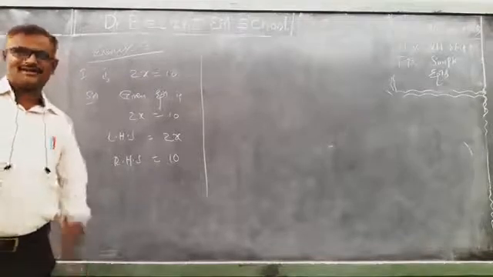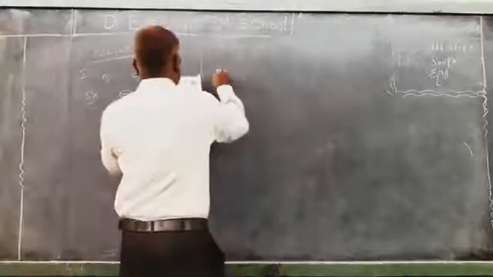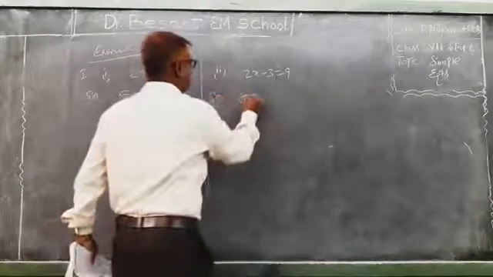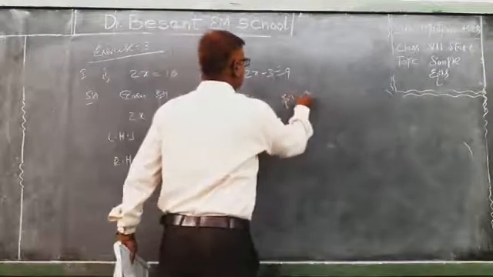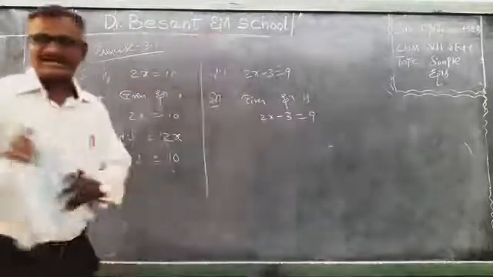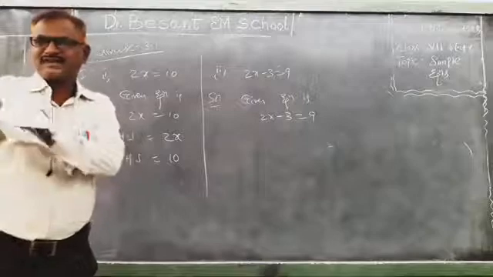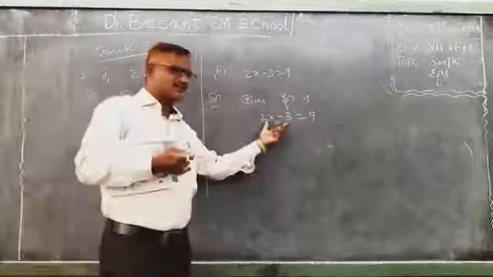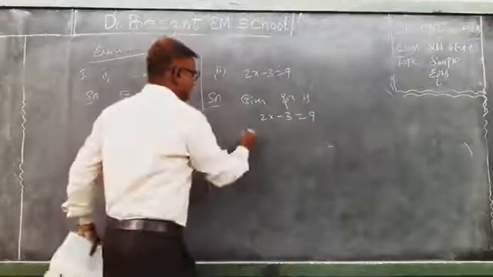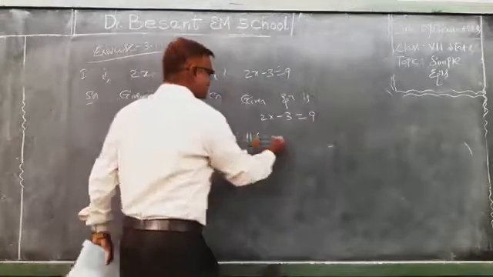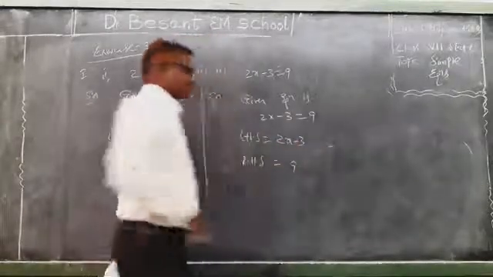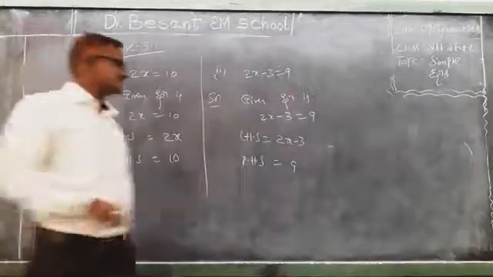Okay, come to the second one. See, second one, 2x minus 3 equals 9. Observe, given equation is 2x minus 3 equals 9. So here what is LHS? The part which lies left hand side of the equality, 2x minus 3, that is LHS. What is RHS? 9. Here we write LHS, left hand side is equal to 2x minus 3. Here RHS, right hand side is equal to 9. This is the second problem.